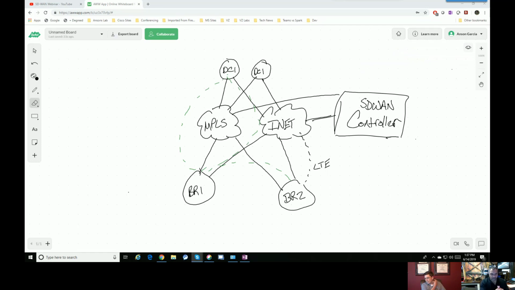What's the difference here? Well, we're still leveraging that security, right? Because when you send your traffic over your MPLS, it's secure. Like this is a dedicated network to you.